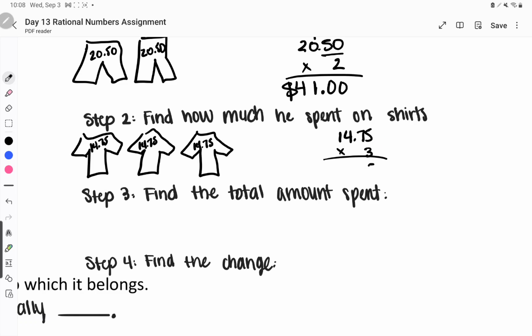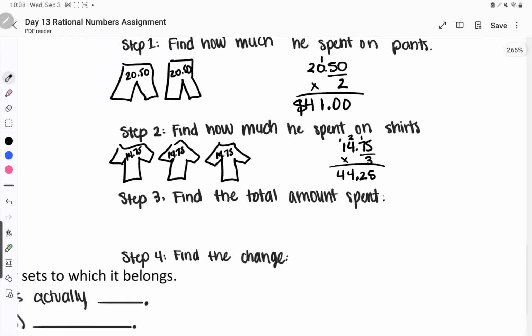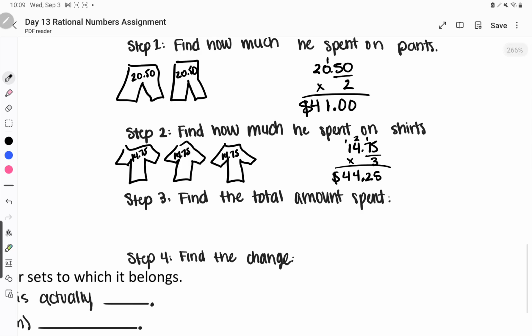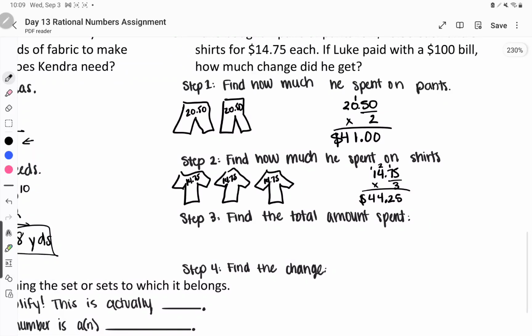5 times 3 is 15, so I write down a 5, carry my 1. 7 times 3 is 21, plus 1 is 22, so I write down a 2, carry my 2. 4 times 3 is 12, plus 2 is 14, write down a 4, carry my 1. 1 times 3 is 3, plus 1 is 4. I have 2 decimal places here, so I have 2 decimal places here. So I know he spent $41 on pants and $44.25 on shirts.